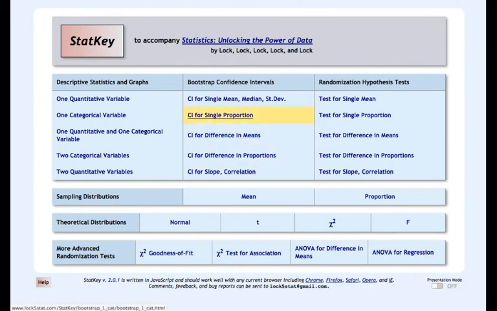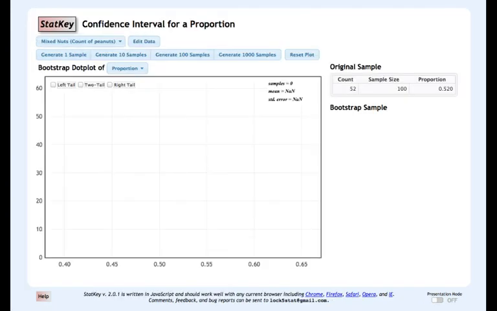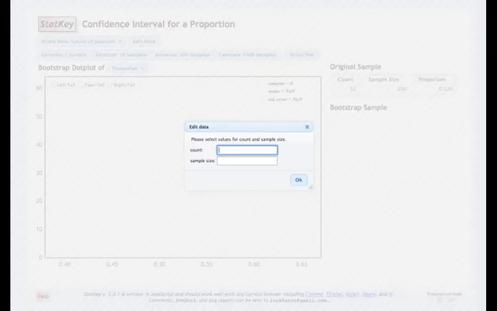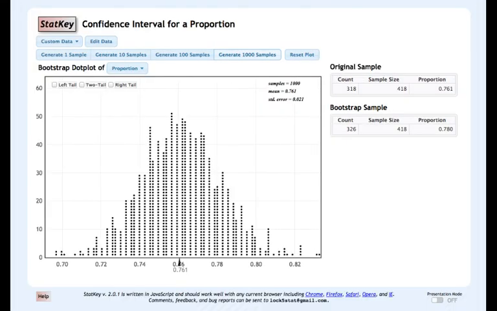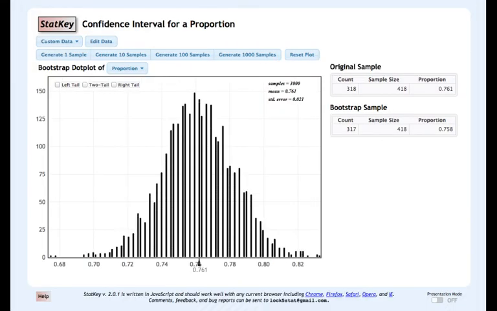We would be doing a bootstrap confidence interval for a single proportion. We would want to edit our data to say that we had, I have to do a quick little calculation, 76% of 418, round to 318 out of a sample size of 418, and generate a few thousand samples. Click on two-tail, and this gets us, sure enough, 72 to 80, same thing that we got, because our conditions were met. If our conditions hadn't been met, we wouldn't expect these to match quite so well.